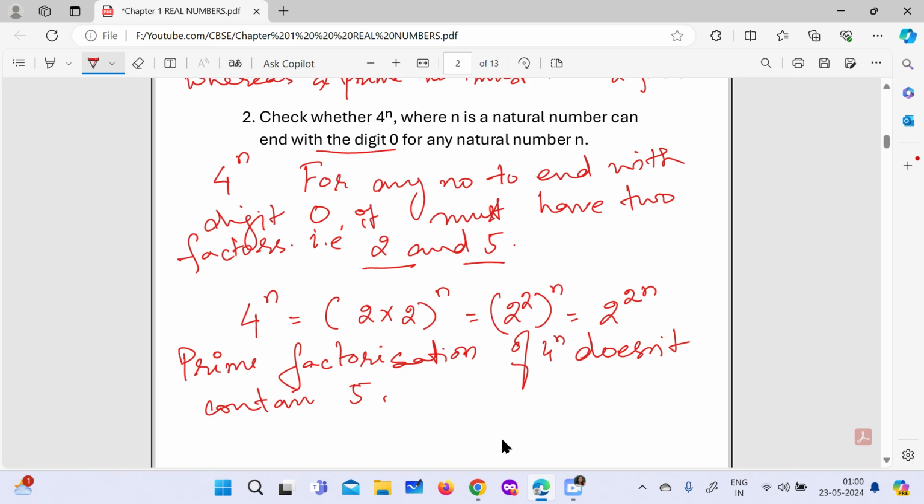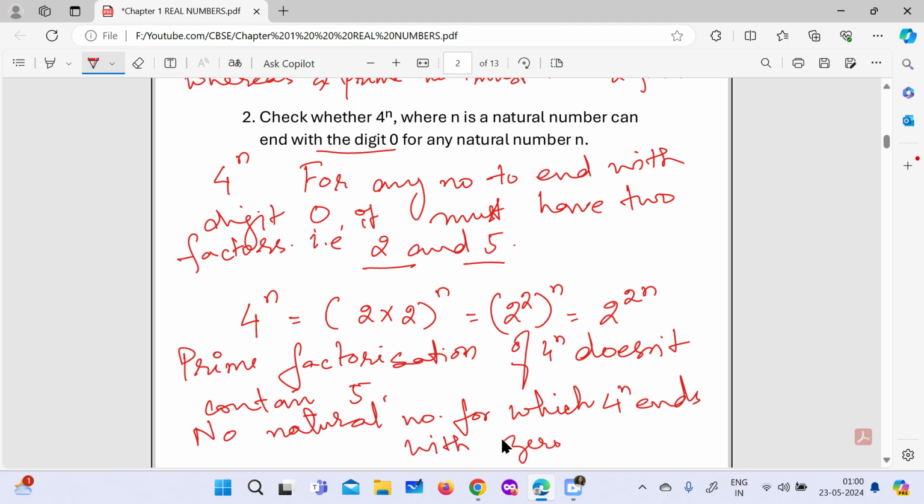So these are the only factors which exist for 4 to the power of n. So we can say that there is no natural number n for which 4 to the power of n ends with 0. I hope this is easy to understand for everyone.